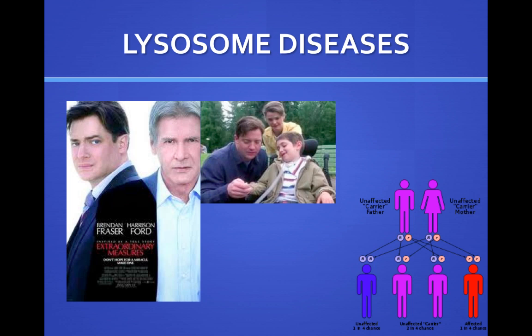Tay-Sachs disease is common in Jewish people, and they lack a lipid digesting enzyme in their lysosomes, so the nerve cells in the brain accumulate lipids and are damaged. These children die very young.